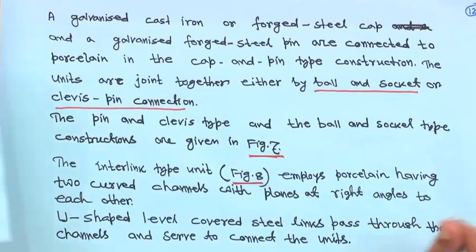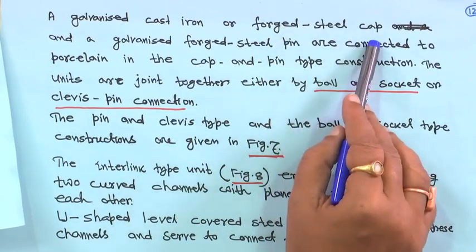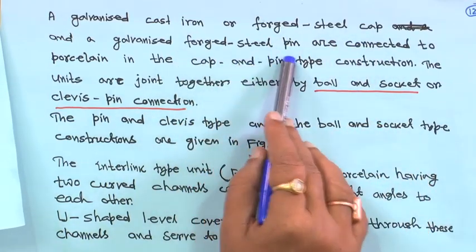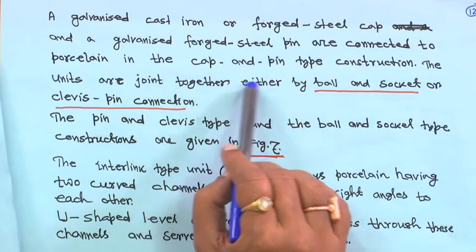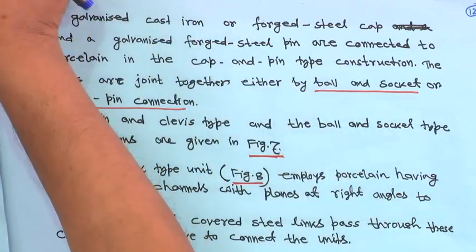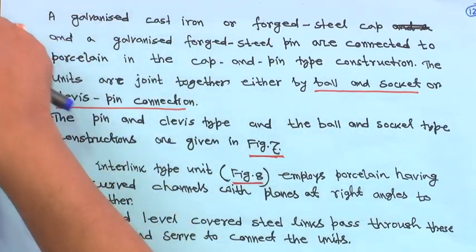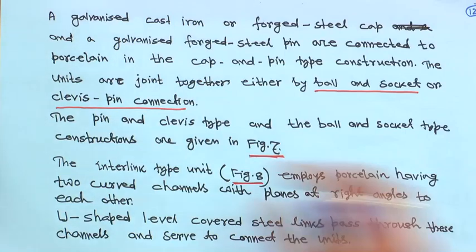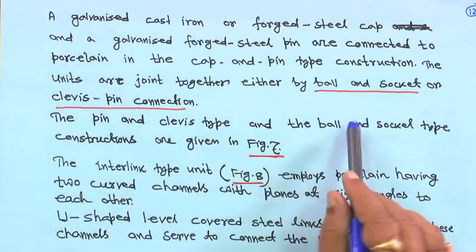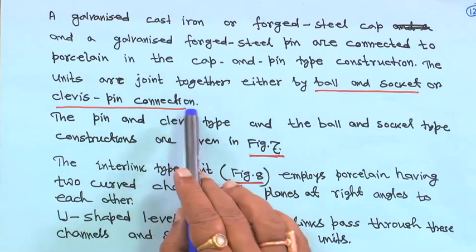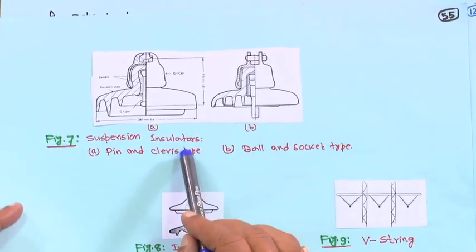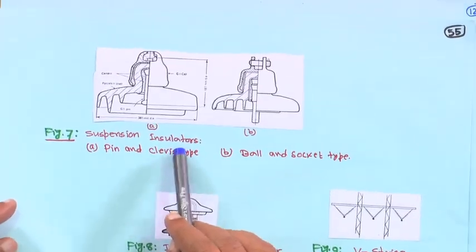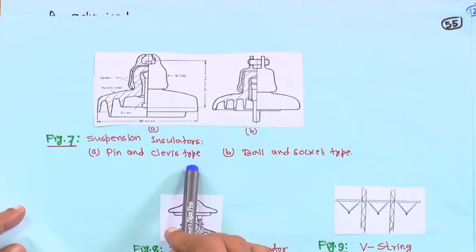Basically, a galvanized cast iron or forged steel cap and a galvanized forged steel pin are connected to the porcelain in the cap and pin type construction. The units are joined together either by a ball and socket or clevis pin connection. This is the suspension pin insulator. This is a pin and clevis type.